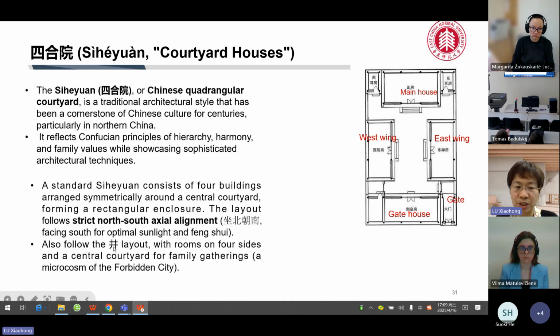Here the word Jing means well, with rooms on four sides and a courtyard in the center, very much like this word Jing. So this is a courtyard for family gathering. It's like the Forbidden City. Yeah, it's a kind of microcosm of the Forbidden City.